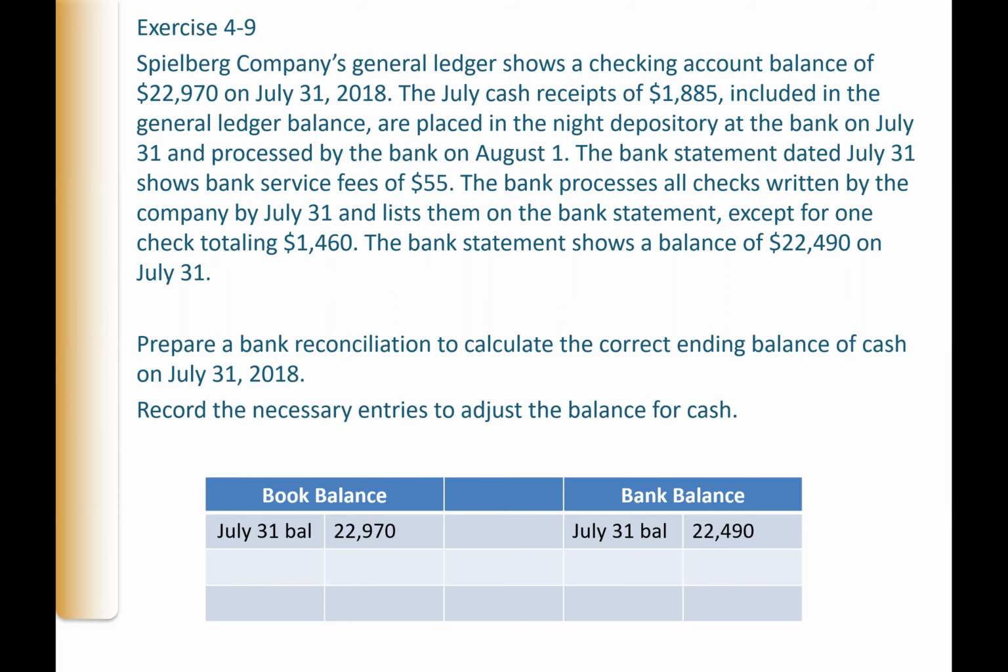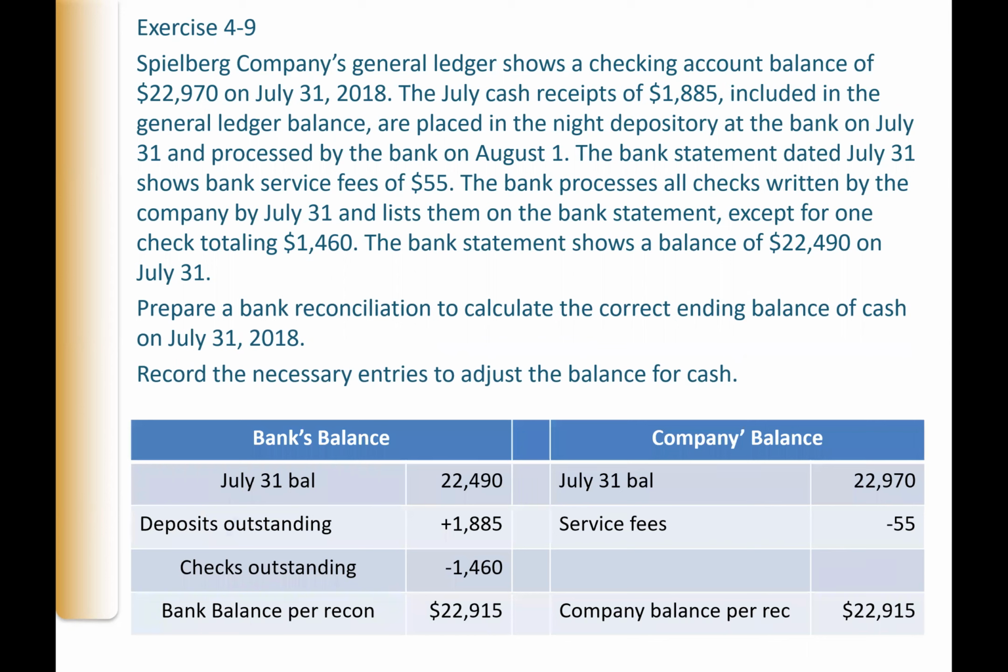So what you'll do is the bank's balance began with $22,490. We add the deposits outstanding, which means they were recorded in the company but have not hit the bank yet. So we show a deposit of $1,885 and we subtract any checks outstanding, which mean they're in the company, but they've not hit the bank yet. So once we add the deposits outstanding and subtract the checks outstanding, we're at $22,915.